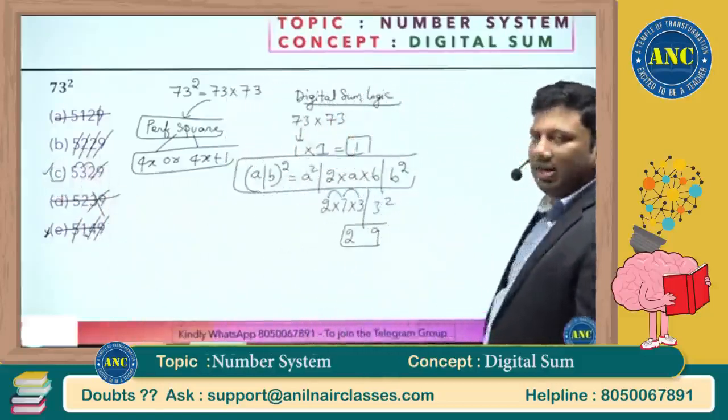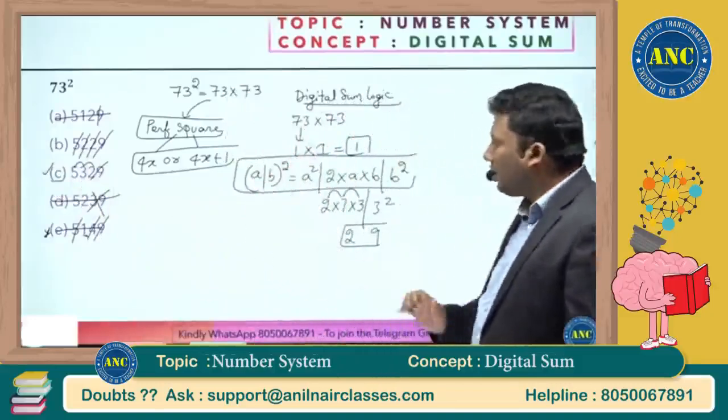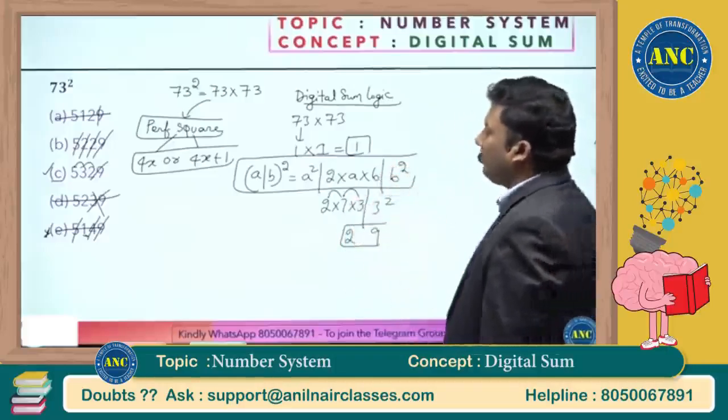I hope the idea is clear. First is the digital sum logic. Then it is the perfect square logic. Then even if you are stuck between both, you can go by the tens place logic.